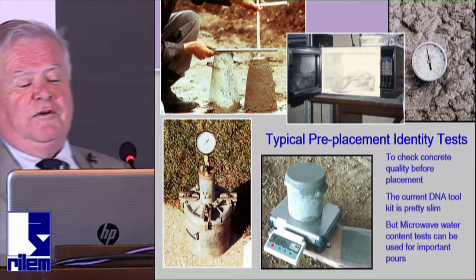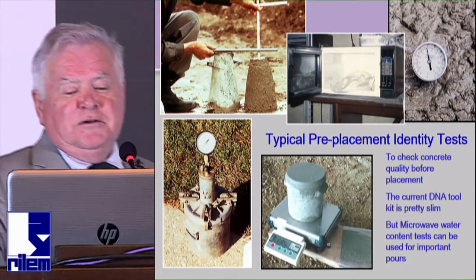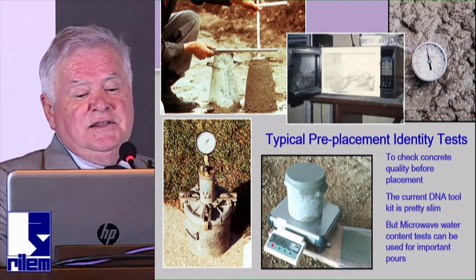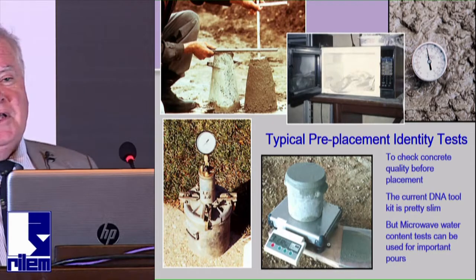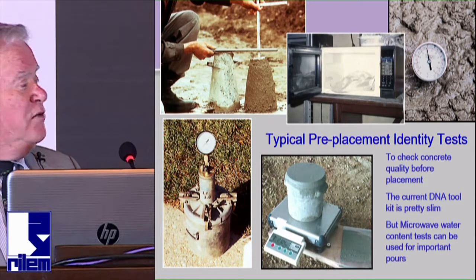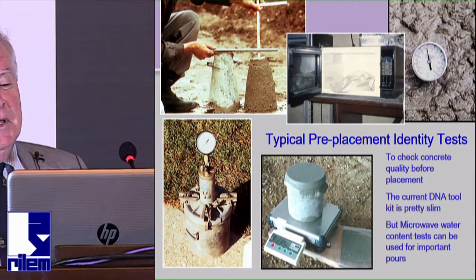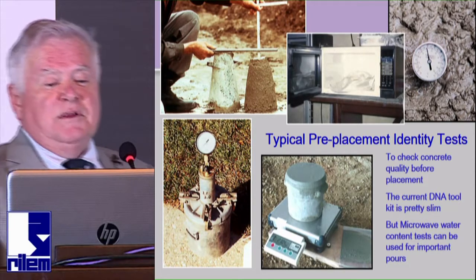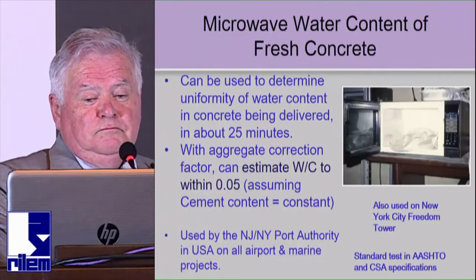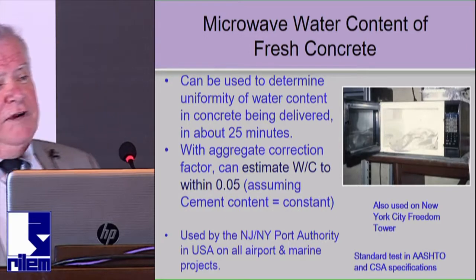Of course, if you're worried about freezing and thawing, you do an air meter test. But even a density test can look at uniformity as well, act as a uniformity check, just measuring the fresh density of the concrete. The other one that's interesting is the microwave test, which can be done on fresh concrete.